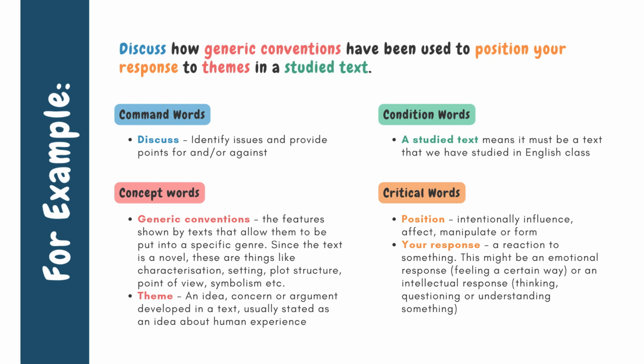Since the text is a novel, these are things like characterization, setting, plot structure, point of view, symbolism, etc. Theme. An idea, concern or argument developed in a text, usually stated as an idea about human experience. Condition words. A studied text means it must be a text that we have studied in English class.